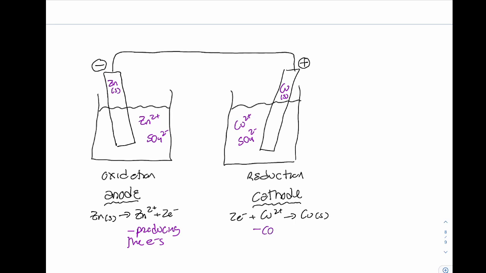Here, we're consuming the electrons. They're being attracted to the positive side. You can think about it that way if it helps. So my electrons then are moving across my wire in this direction. If you were to have your anode and cathode switched, if you had your cathode on the left and your anode on the right, make sure you have the arrows for your electrons facing in the opposite direction.